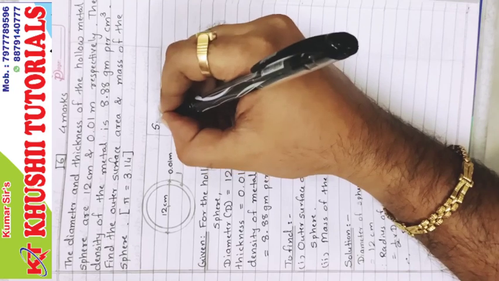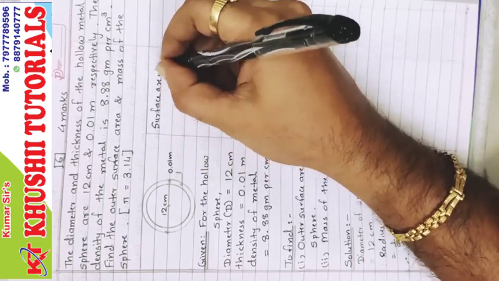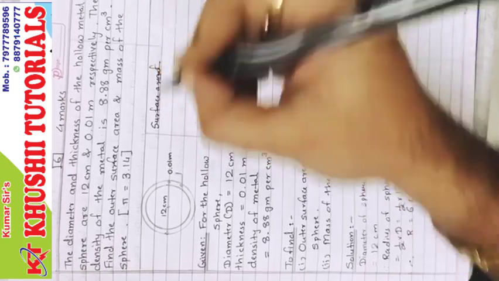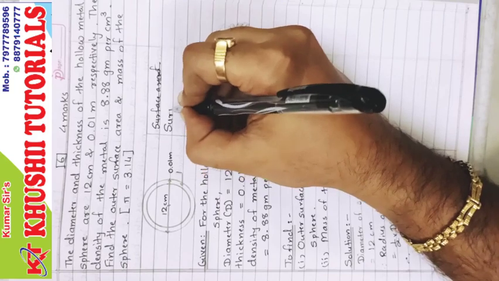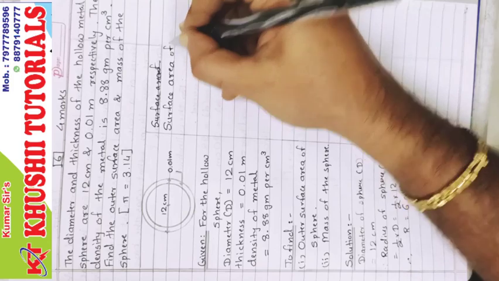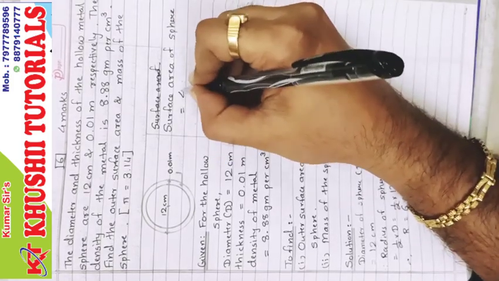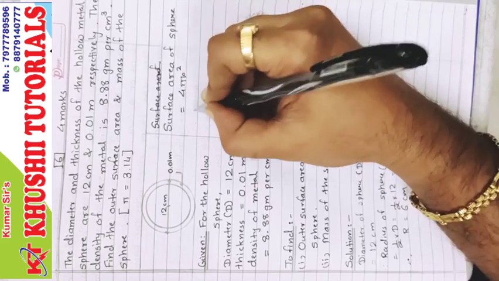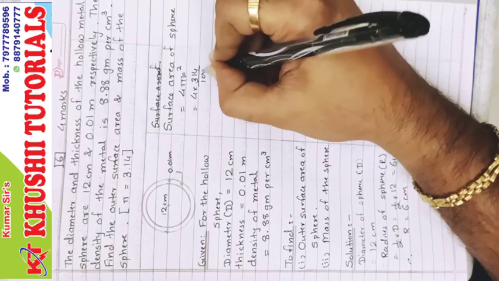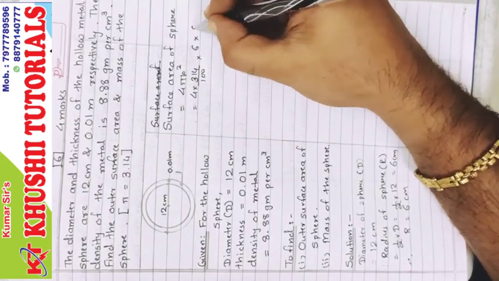Surface area of sphere. The formula is 4 pi r square. The value of pi is given, 3.14, so 314 upon 100 into radius, we got 6, into 6.